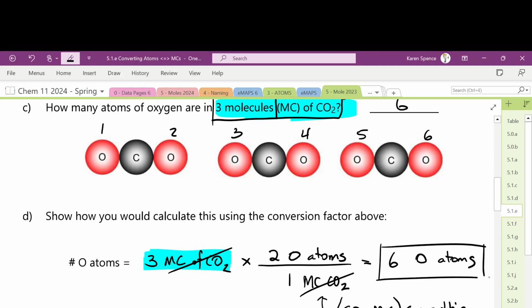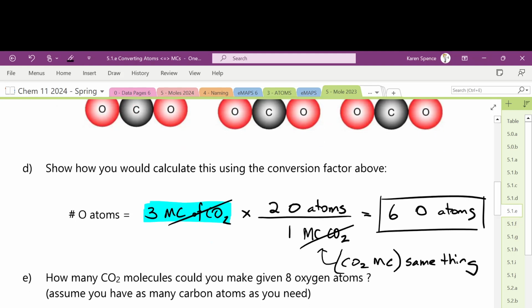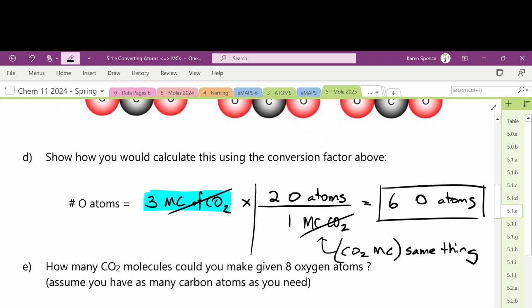So this is just about showing the work, and I know it's super easy right now. This will be one step in a multi-step problem very, very shortly. So get used to doing this part, okay? And this right here, this conversion factor, that is the particle ratio.